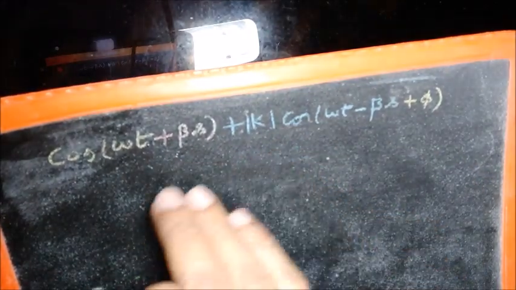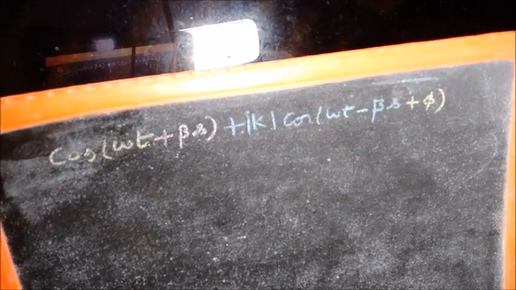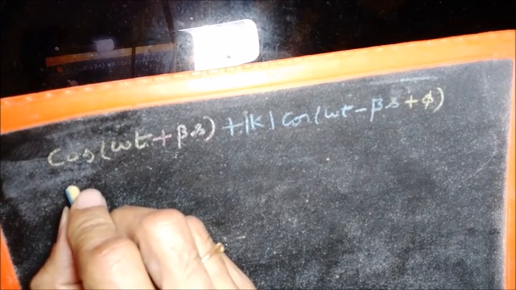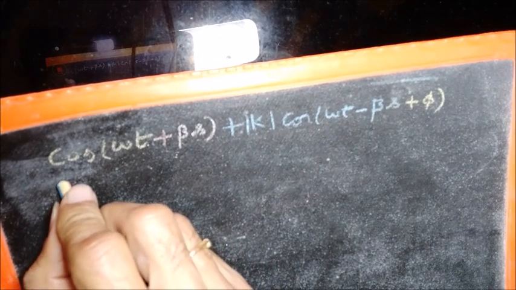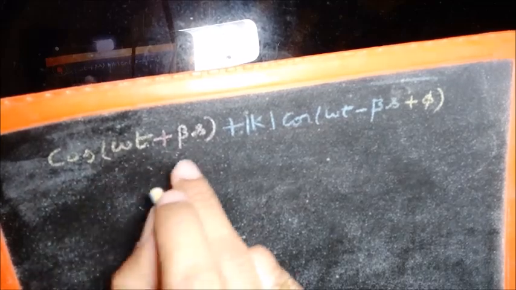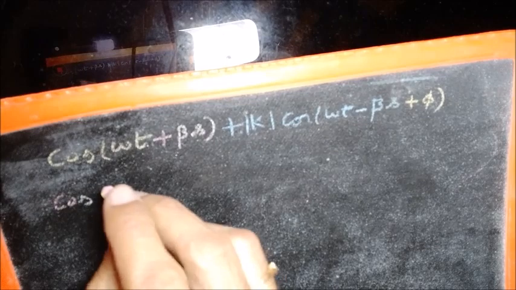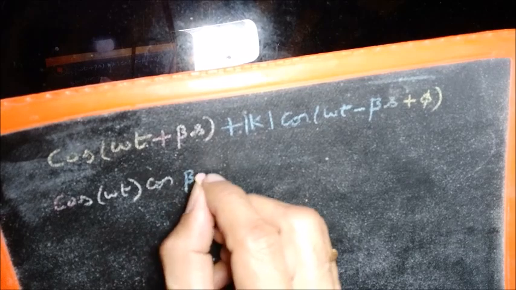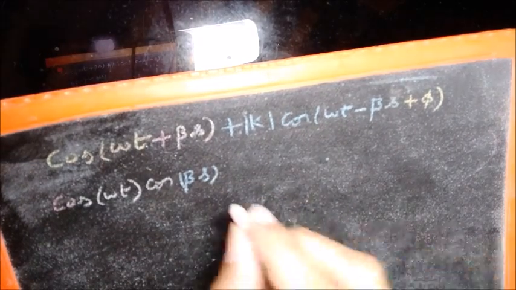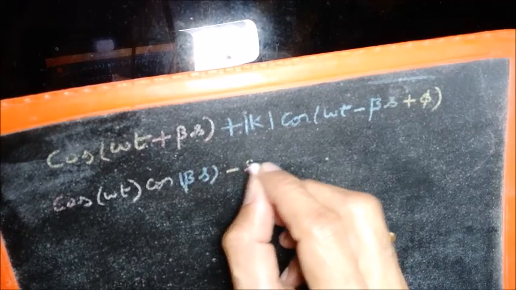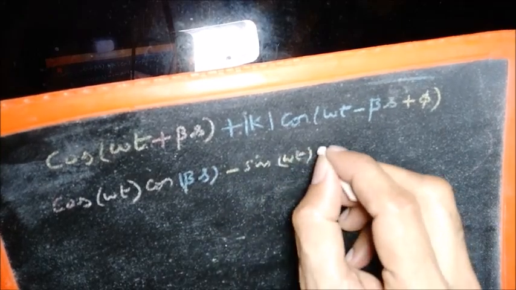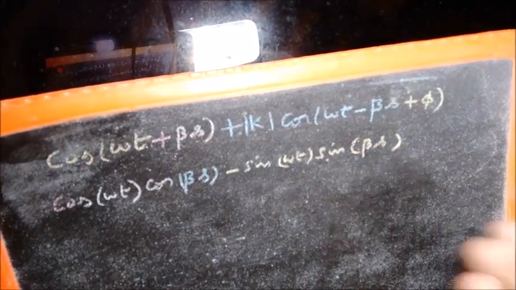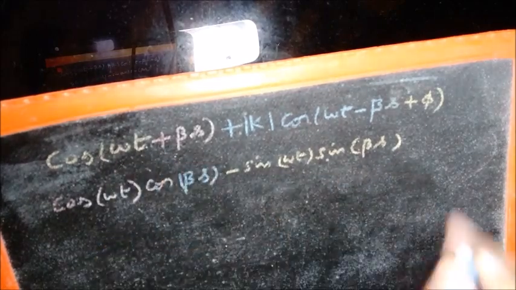For notational convenience, we use the phasor notation which we used earlier. Now we can manipulate this expression quite simply. I'll just write the steps here, which must be obvious. I'm going to first expand this using cos A plus B. So we get cos omega t cos beta s minus sin omega t sin beta s. That is just the cos A plus B expansion.